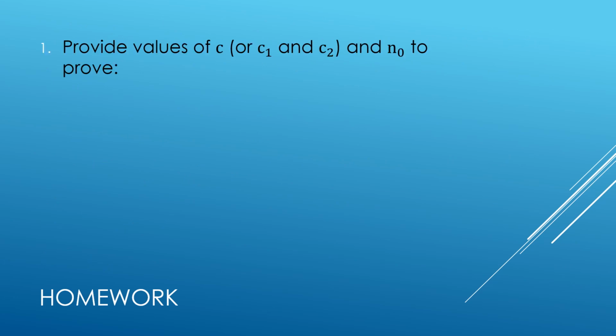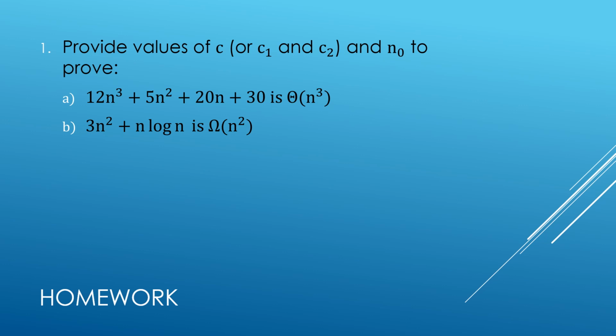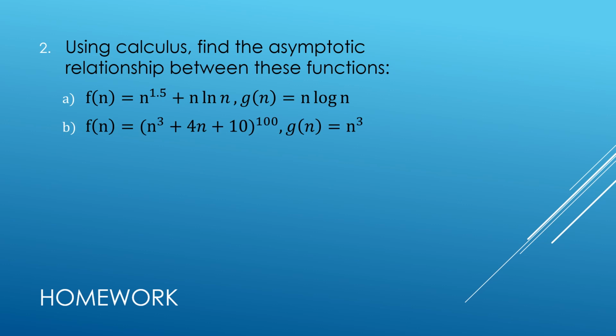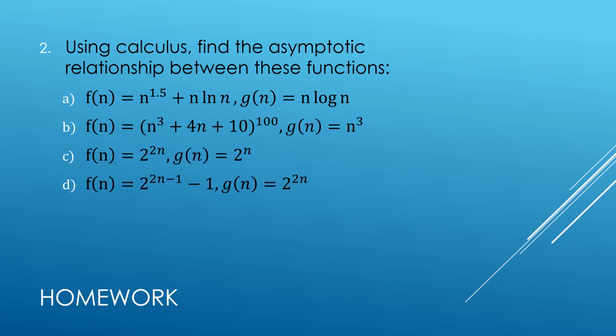Have a look at your homework. Provide values of C or C1 and C2 and n naught to prove these three. The second question is, using calculus, find the asymptotic relationships between these functions. You need to use the limit here. You do not need to submit this homework. This is just for your practice and understanding.